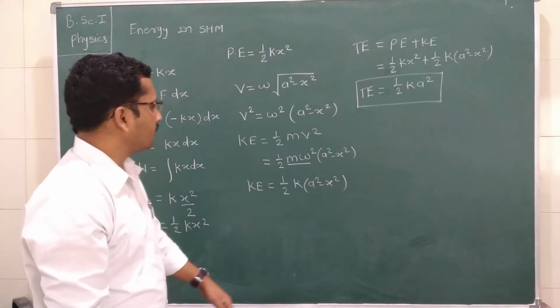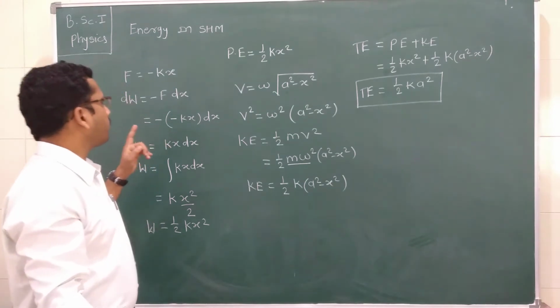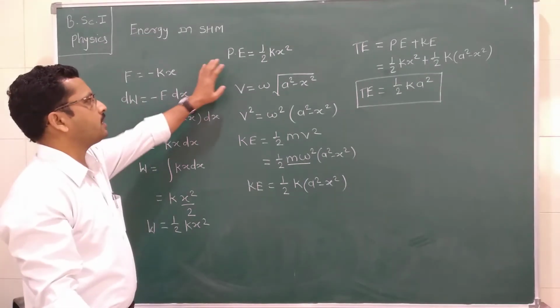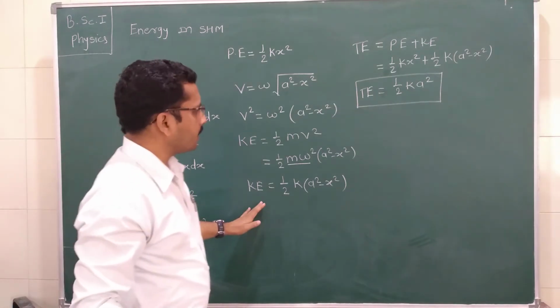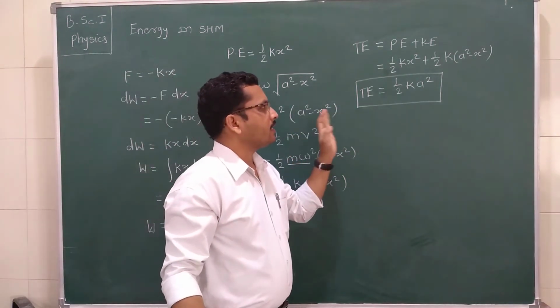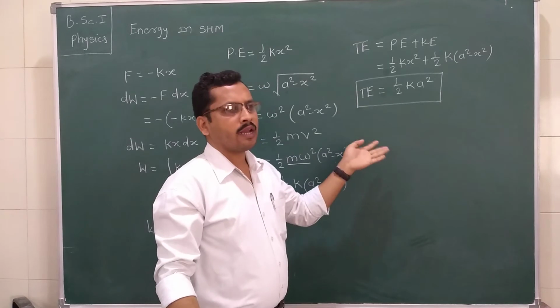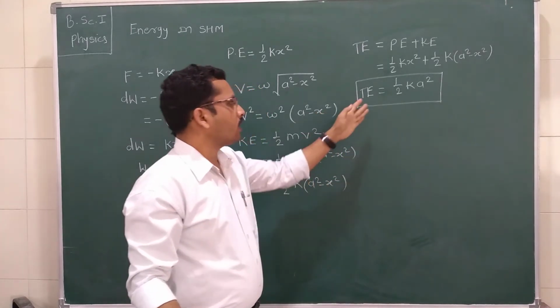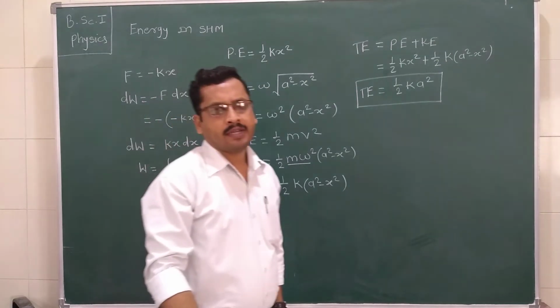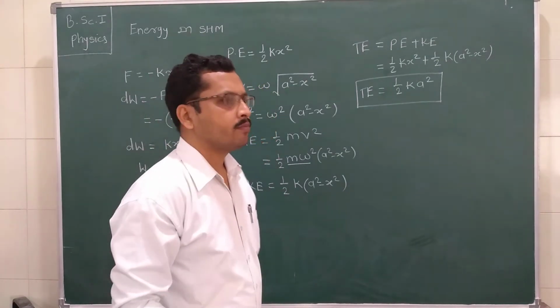So in this way, first of all we find out the potential energy of the particle, then we find out the kinetic energy of the particle, and then we add this kinetic energy and potential energy to give the total energy of the particle performing simple harmonic motion.